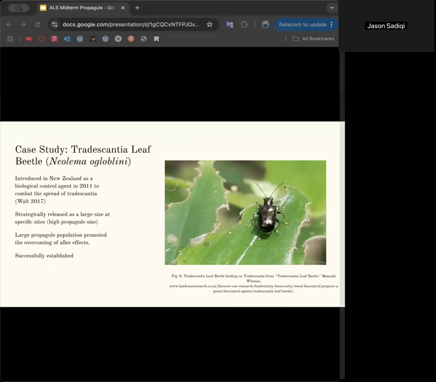It can be assumed that the New Zealand researchers chose a larger propagule size as these beetles reproduce sexually, so a high propagule size would make them more suitable for overcoming Allee effects and finding suitable partners.